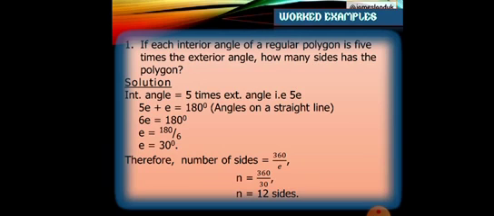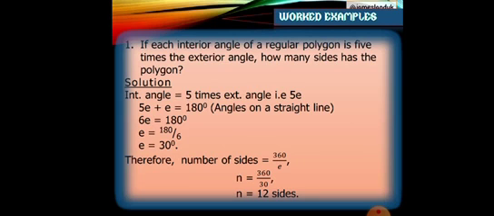So 5e plus e will give us 180. Adding 5e plus e gives us 6e equals 180. Divide both sides by 6, and we have 30 as the value of the exterior angle. Now, if you want to find the number of sides according to the question, we make use of the formula that the number of sides equals 360 over e. The value of the exterior angle is 30 degrees, so we have 360 divided by 30, and that will give us 12 sides. And that solves the question that we have there.